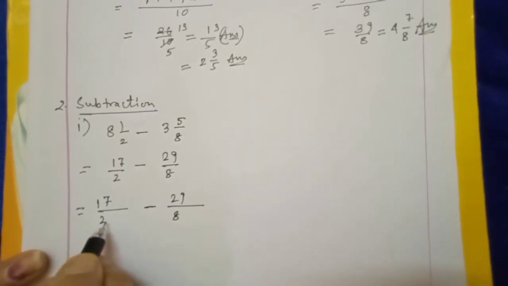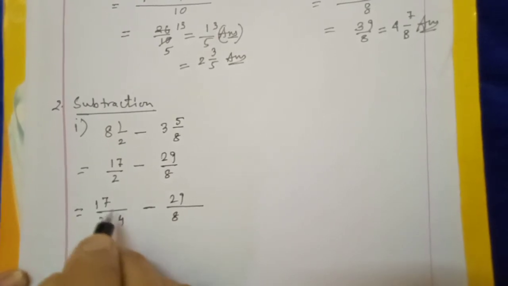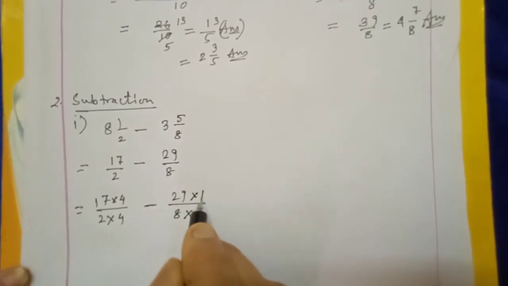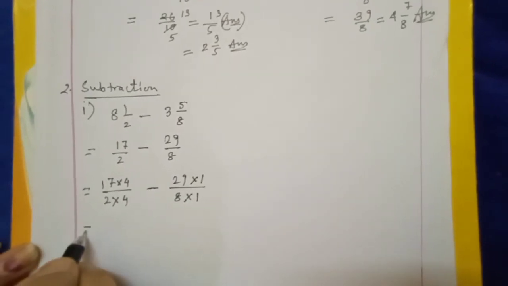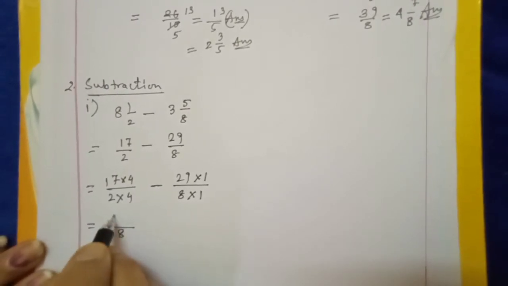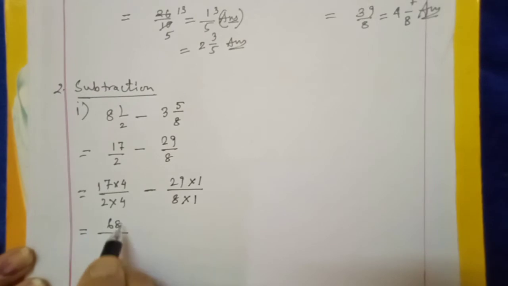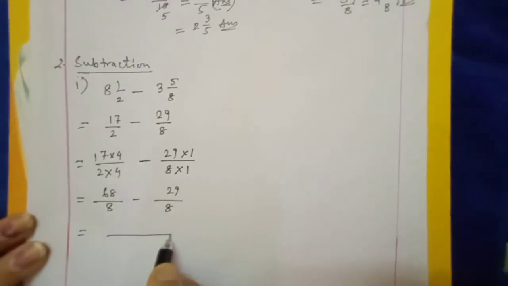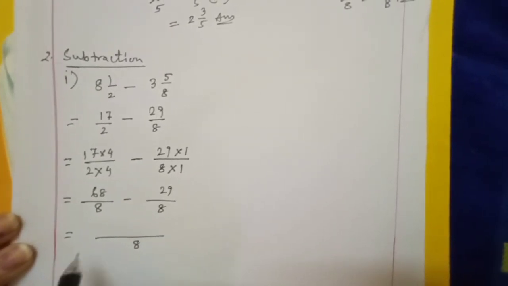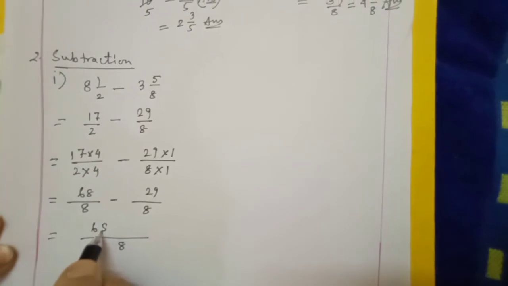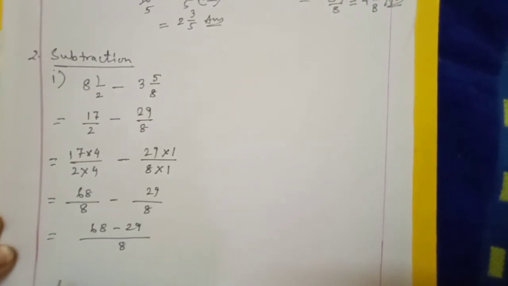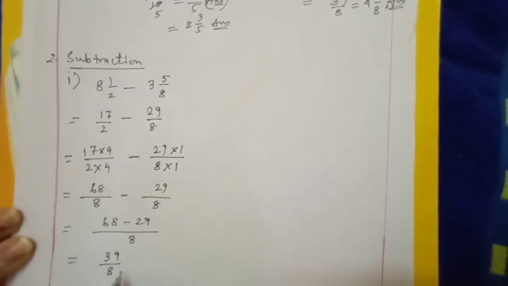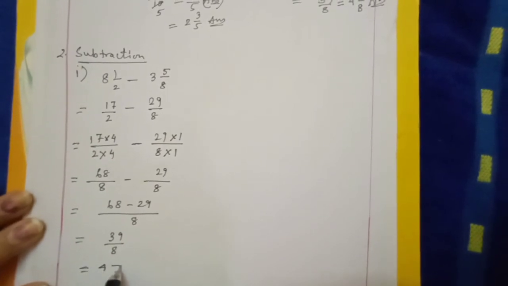To make it 8, what number do you need to multiply by? 4. Multiply it by 4, and here it is already 8, so no need to multiply by any other number, only 1. Multiply it by only 1. Now it has become 8, and 17 4s are 68, minus 29 by 8. Now see, the denominator becomes the same, so the denominator is 8, the LCM is 8. 68 minus 29, you will get 39 by 8. You can leave the sum here also, or you can write 4 7 by 8.